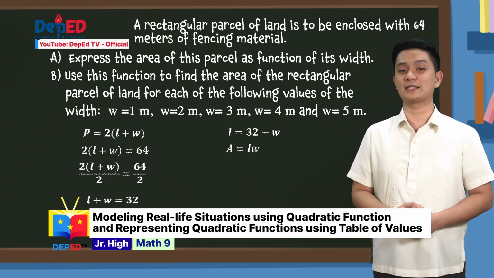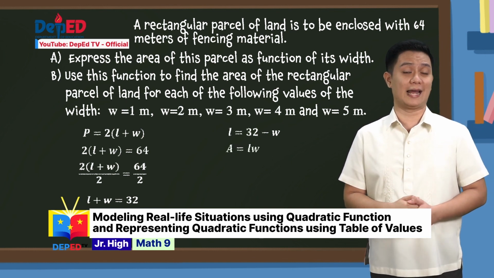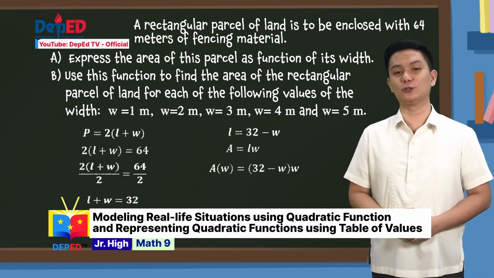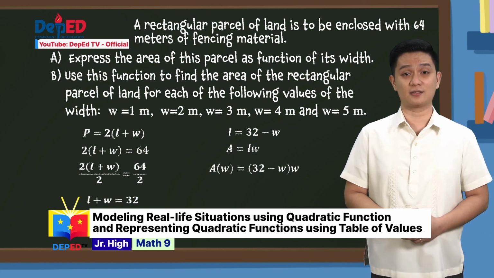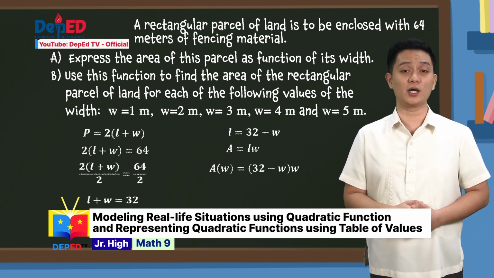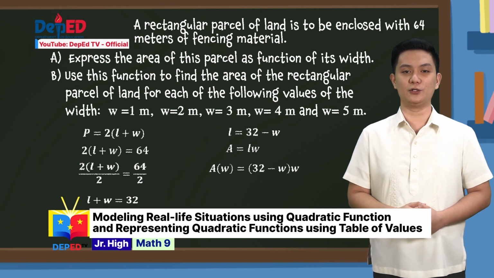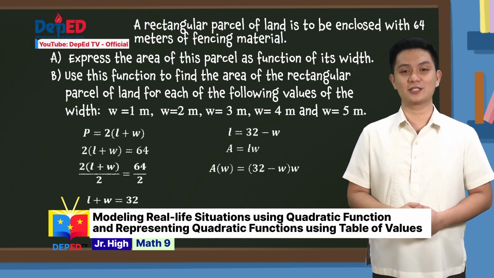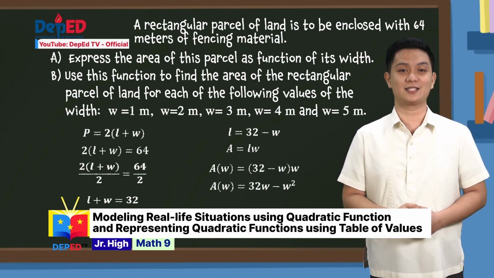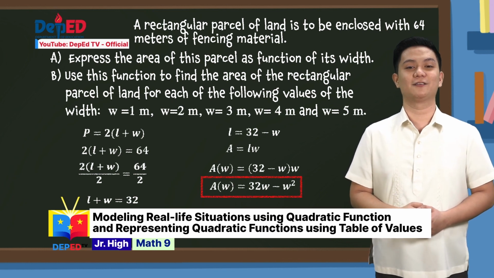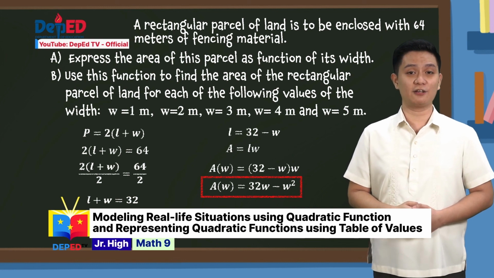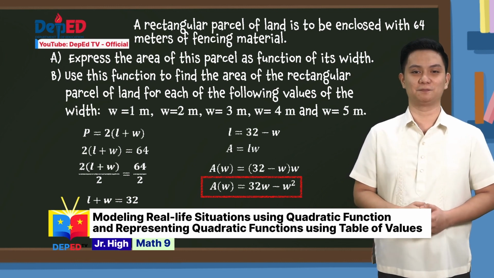Area A of rectangle is equal to the product of the length L and width W. Replacing L with 32 minus W, we can express the area A of the rectangular parcel of land as a function of the width W. So we have A of W is equal to the binomial 32 minus W times W, which can be rewritten as A of W equals 32W minus W squared. And this is the quadratic function that models the situation.